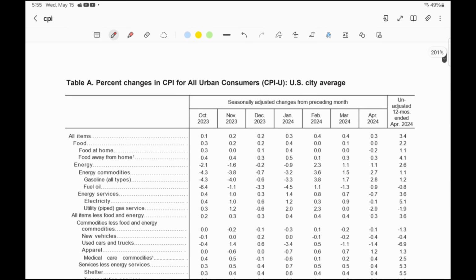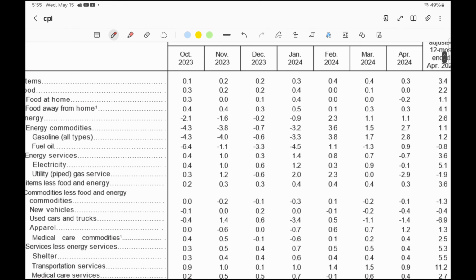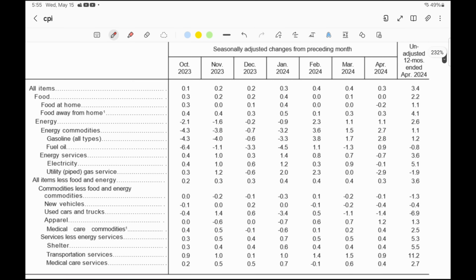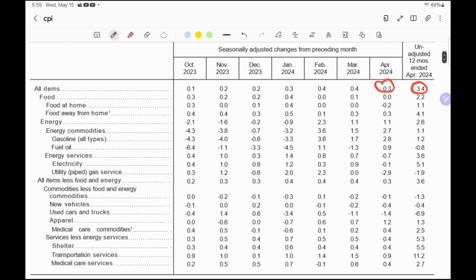Okay, so let's take a look at some of the categories here. And I like to start off with food because food is always a necessity. We need to have that. So first off, just looking at overall 3.4%, that's what we were talking about, the COLA year to date. And that was that 0.3% increase in April. Now, looking at food here. So all food items unchanged, 0.0%, okay? And that's a 2.2% increase year to date.